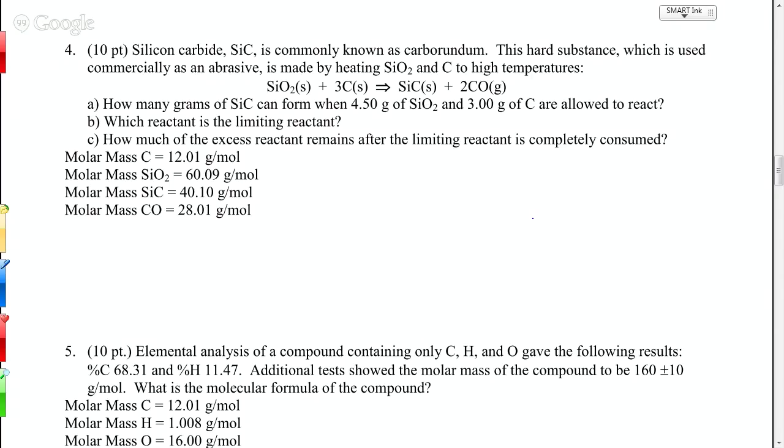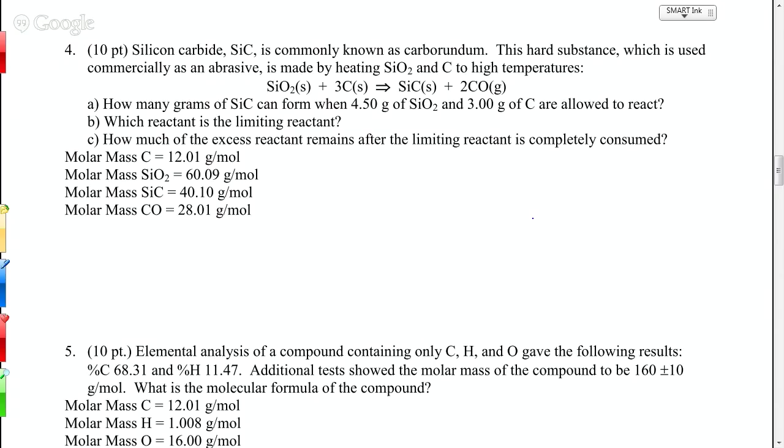All right, so now that we have that, how many grams of silicon carbide can form when 4.5 grams of silicon dioxide and 3 grams of carbon are allowed to react? So we have to do what first? We've got our balanced equation, so what's next? Yeah, we got to get moles, and that's how we're going to be able to compare to see about a limiting reactant. So we're given the molar masses, which is helpful.